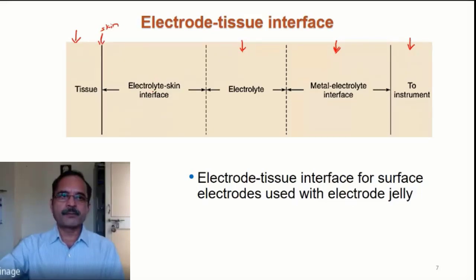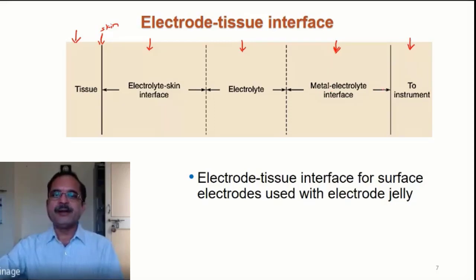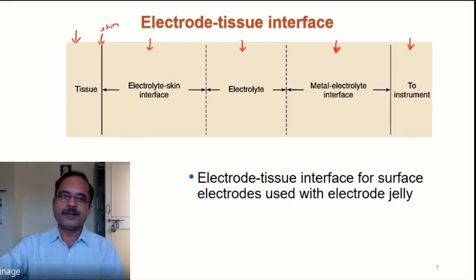So on the right hand side, it is the electrolyte. So it is the electrolyte and skin interface, then the electrolyte, then the metal electrolyte interface, and finally the metal electrode given to the instrument. So these are the different layers of how this interfacing takes place.